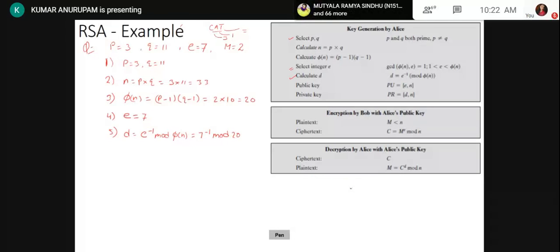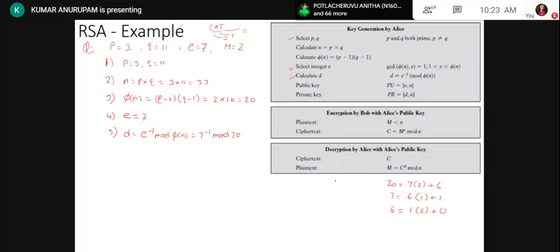And just for this example, I'll tell you. Other you have to do by yourself. Okay. So how to calculate 7 inverse mod of 20? See, 20 can be written as 7 multiplied by 2 plus 6. Now 7 can be written as 6 multiplied by 1 plus 1, and 6 can be written as 1 multiplied by 6 plus 0.